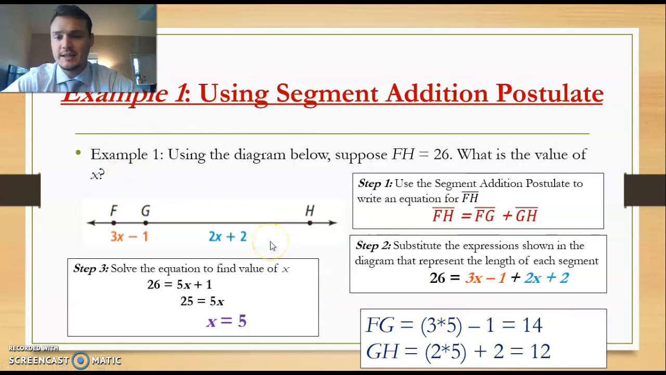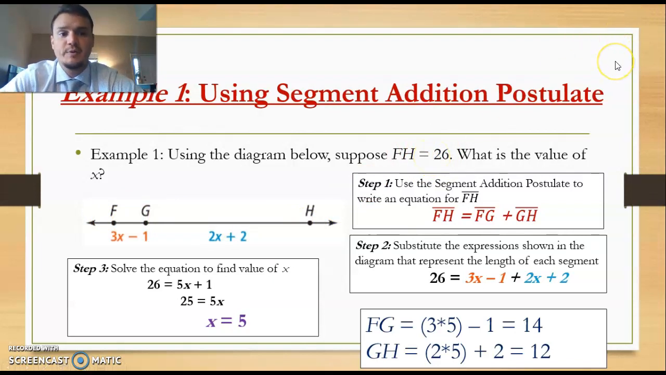It doesn't really look like that, but diagrams don't really matter in geometry. What matters are the actual expressions that represent them, because diagrams can be as inaccurate as you want, so long as the numbers you're using represent those. GH looks a lot longer, but it's actually shorter because of the way the diagram is drawn. But if we take 14 and add it to 12, that should be the whole thing, which is 26, what we started with.